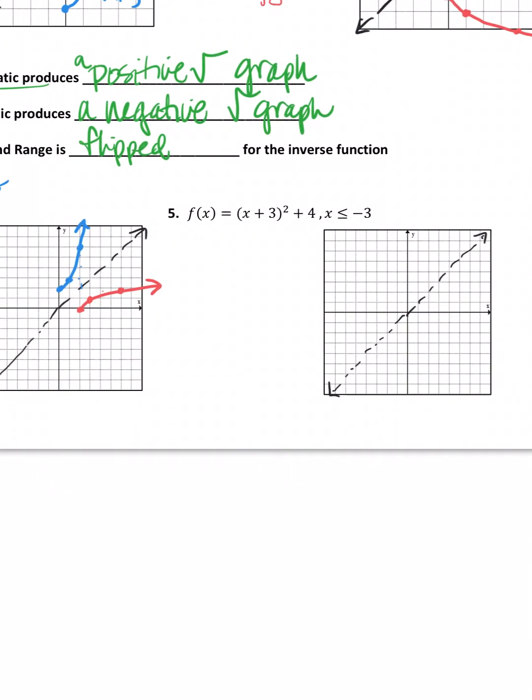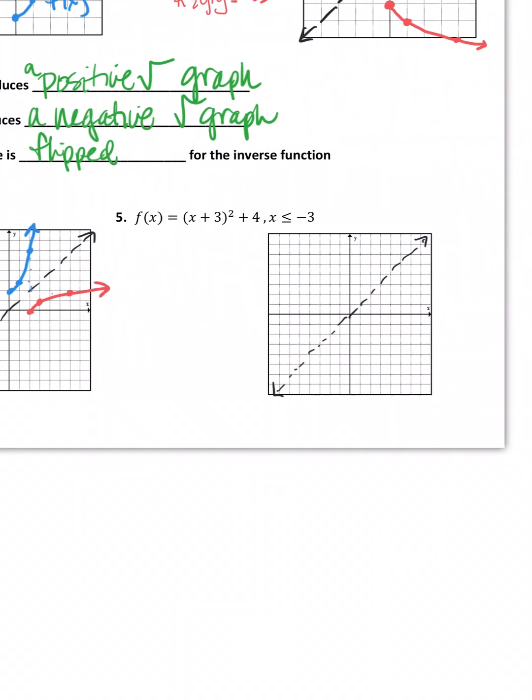Now let's jump over and do number 5. Let's look at our restriction. It goes less than, so that means I am graphing to the left. All right. Let's find our vertex. Our vertex is at -3, 4. 1, 2, 3, 4. I'm only graphing the left side, so I'm going to go over 1, up 1, over 2, up 4. So I'm just doing this side. So I'm going to have a negative square root on the inverse. So I guess I need to label my graphs better.